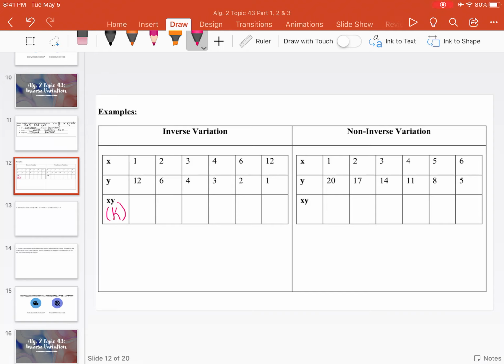1 times 12 is 12. 2 times 6 is 12. 3 times 4 is 12. 4 times 3 is 12. 6 times 2 is 12. And 12 times 1, also 12. Notice here how these are all consistent. This is what we want. It's called the constant of variation.